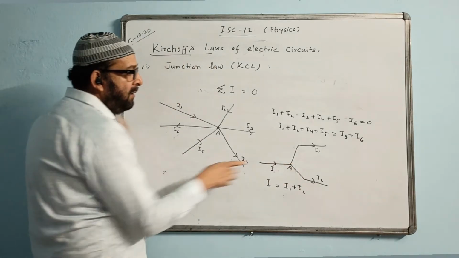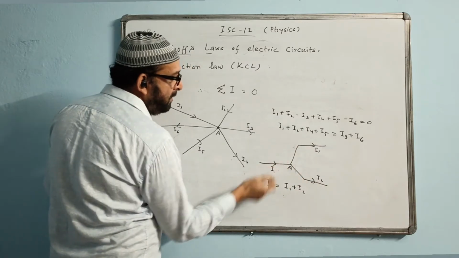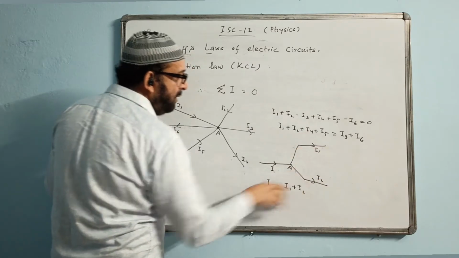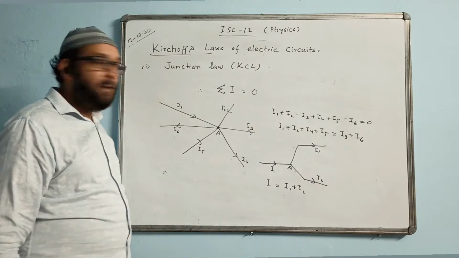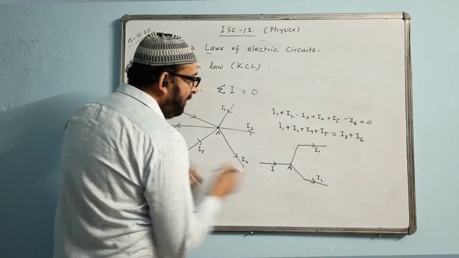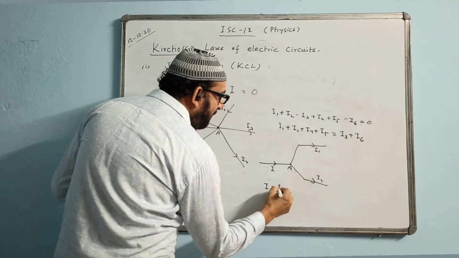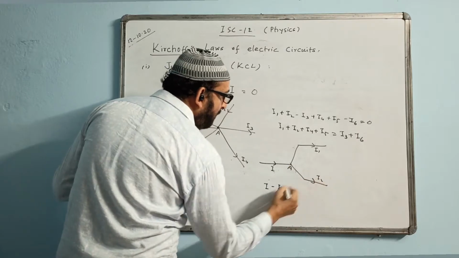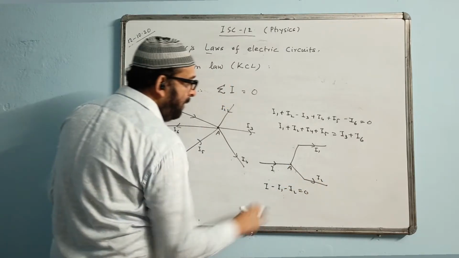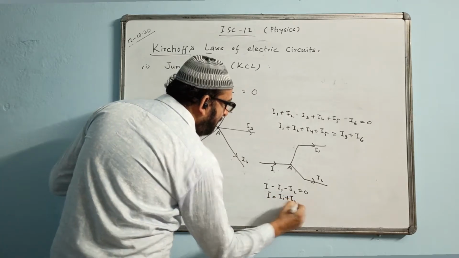You can see here, current towards is equal to current away. Are they equal or not? Current towards the point is I, and currents away are I1 and I2, so they are equal. If you want to take it as sigma I equal to 0, then you take current towards the point, like I, as plus. Current going away from the point will be minus I1. This is also going away, minus I2, equal to 0. Taking the minus terms to the other side, I is equal to I1 plus I2.